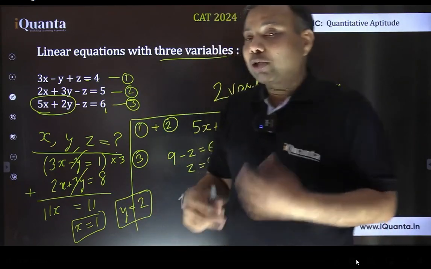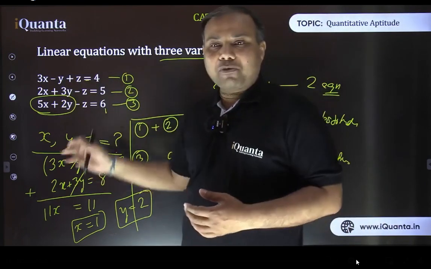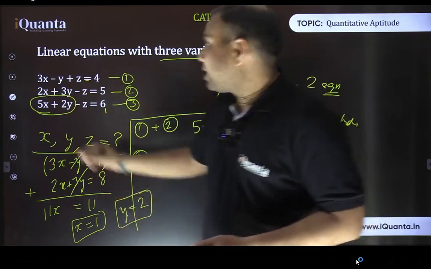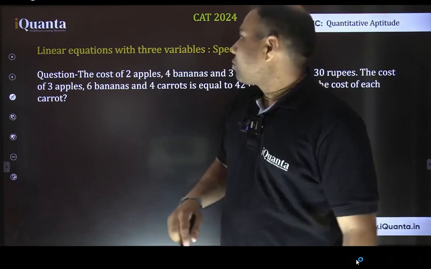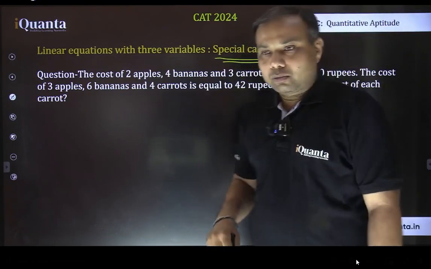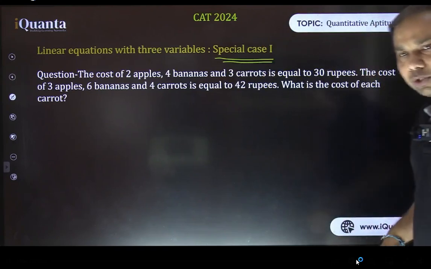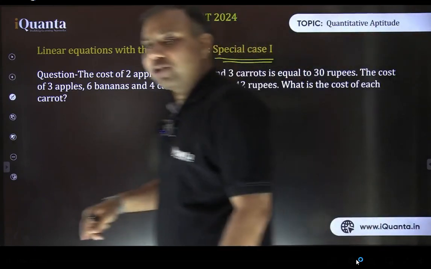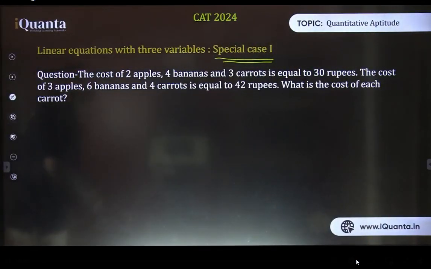So the next objective is, what will happen if we do not have 3 equations to solve? We have only maybe 2 equations. Then what will happen? That's today's topic. So here's one question. Linear equations with 3 variables. This is the first special case. So try to do it on your own first. Please try to do it on your own. We have discussed similar questions in non-engineering videos also, if some of you may have seen.